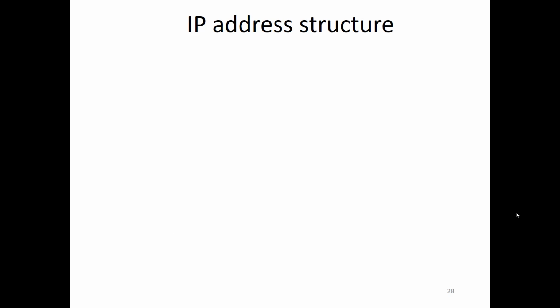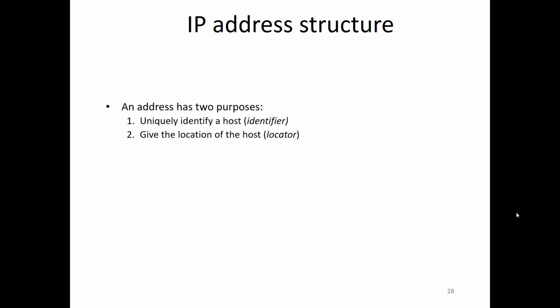What is the structure of an IP address to allow scalability? Well, an address has two purposes. It has to uniquely identify the computer, which in internet terminology we call a host, so that's an identifier, and it has to give a location of that host in the network, so that's a locator. These are two different purposes of an address.